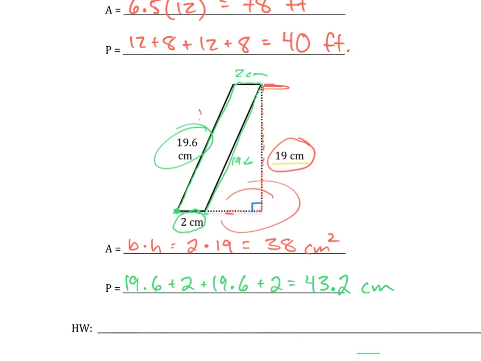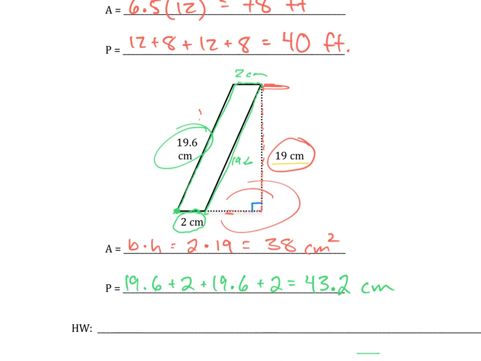Centimeters. Not squared, not cubed, just centimeters. Because distance is always the unit of measurement. Just centimeters, just feet, just miles, just inches, just yards, whatever. Okay? All right? So that's the last example. The key, when you are calculating area, look for those perpendicular distances. When you are counting perimeter, it's the distance around the parallelogram. Okay?